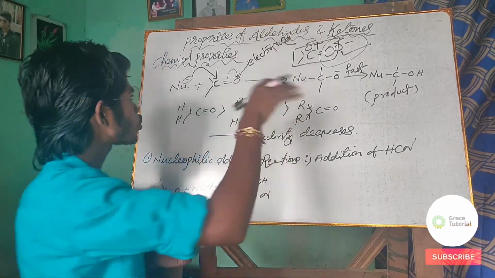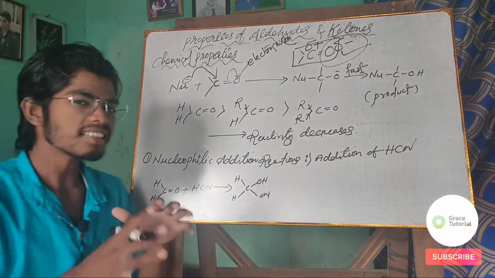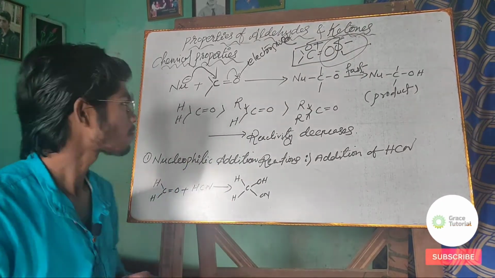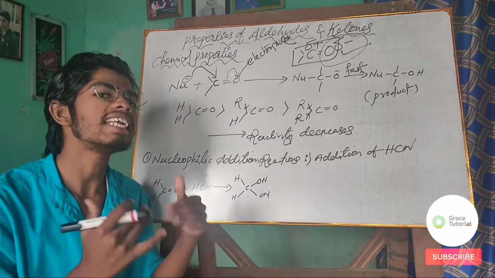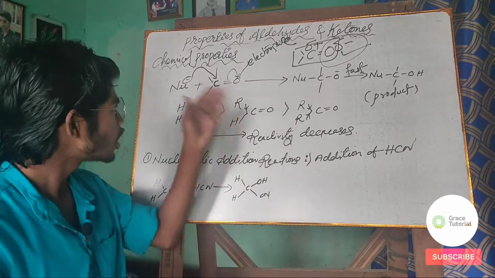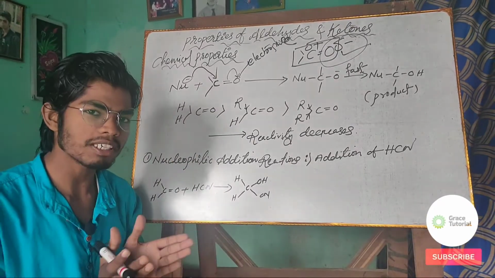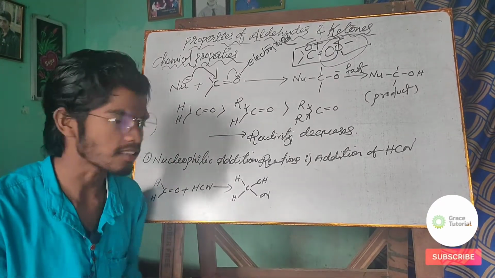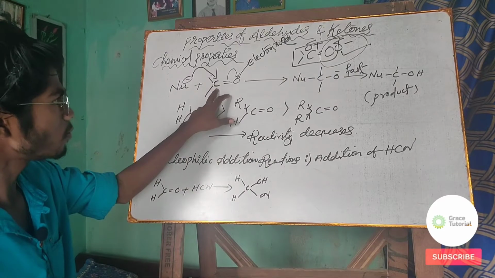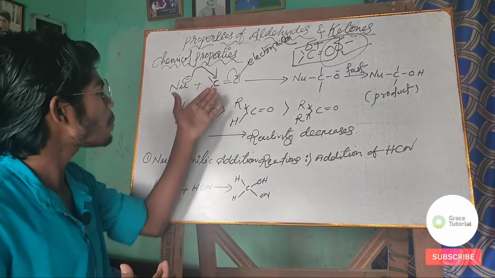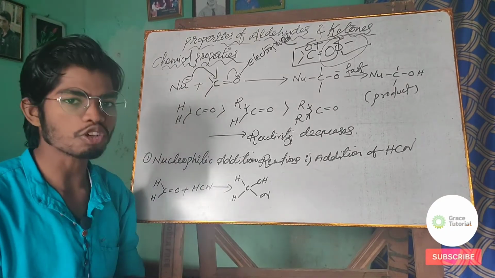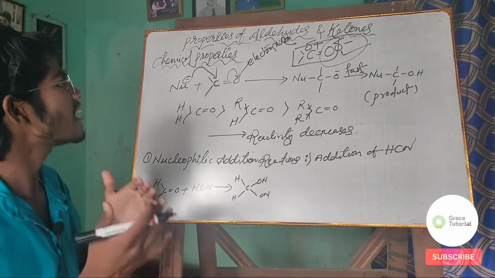So what are these electrophiles and nucleophiles? These are different reactive intermediates. Electrophile means electron loving species or electron deficient species. On the other hand, nucleophile means nucleus loving species or the electron rich species. Since the carbon atom develops polarity, a partial positive charge is created in the carbon atom. That's why it acts as an electrophile.